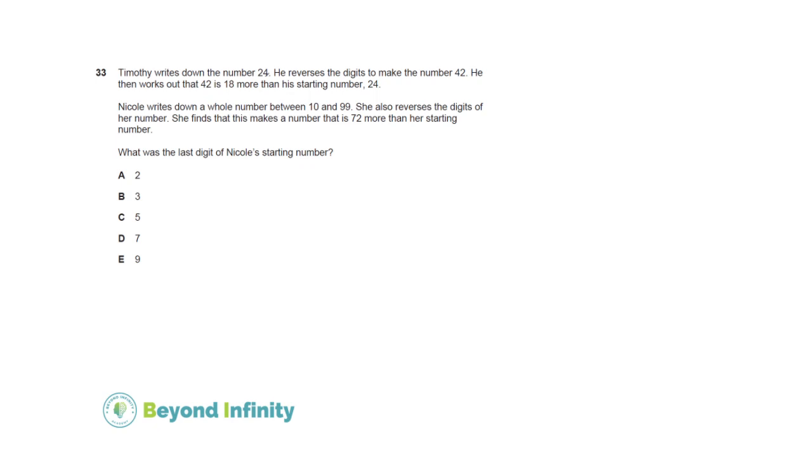So Timothy started out from 24. He reversed the digits to get 42 and gets a difference of 18. Where does this difference of 18 come from? Well, let's look at the two numbers. We go from 24 and we go to 42, right?